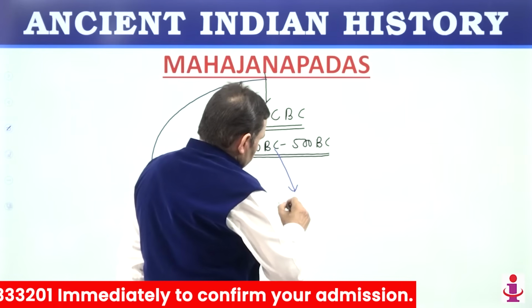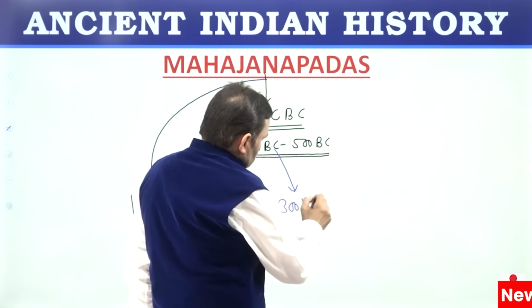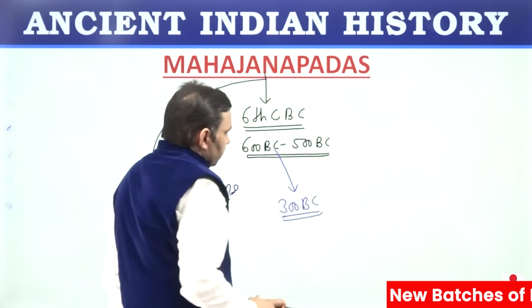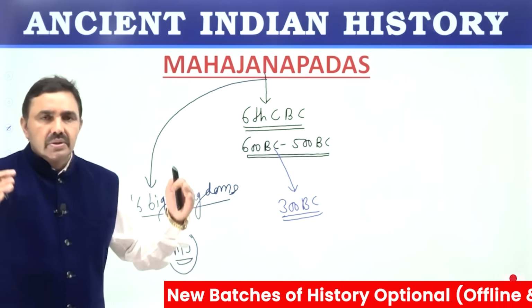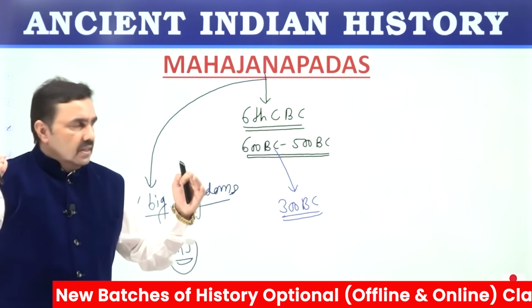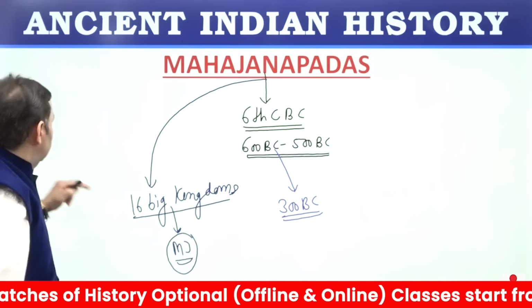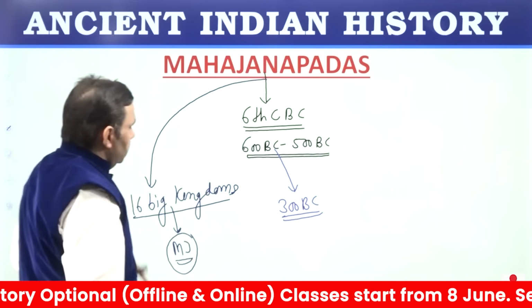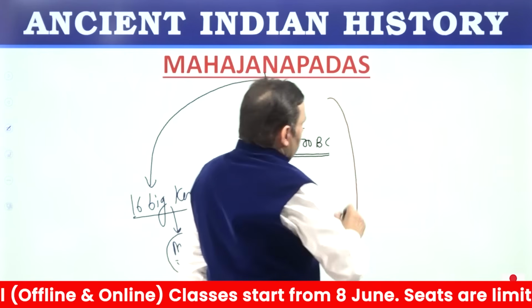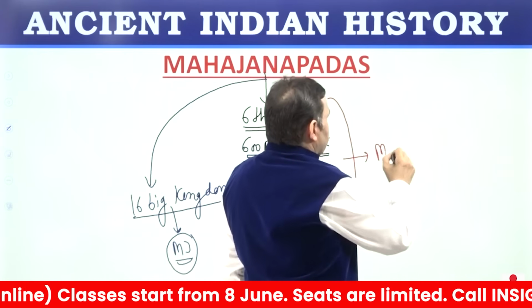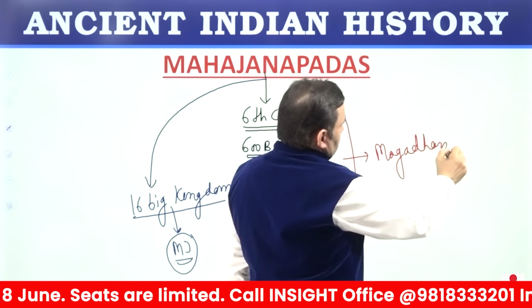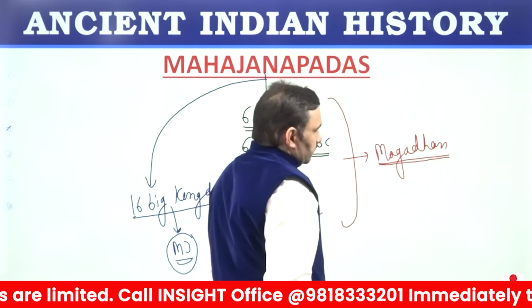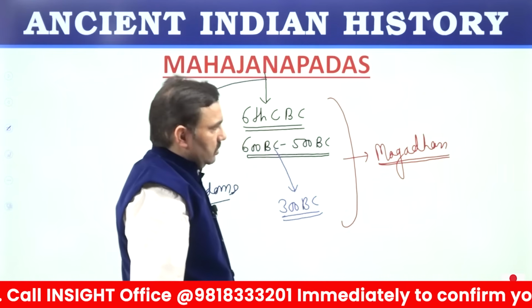These Mahajanapadas, which emerged in 6th century BC, continued to evolve for the next 300 years. So the Mahajanapada period was around 300 years, 600 BC to 300 BC. Magadha was the most powerful among these Mahajanapadas. And why was Magadha most powerful? Because it had extensive fertile land, and the kings were very capable.